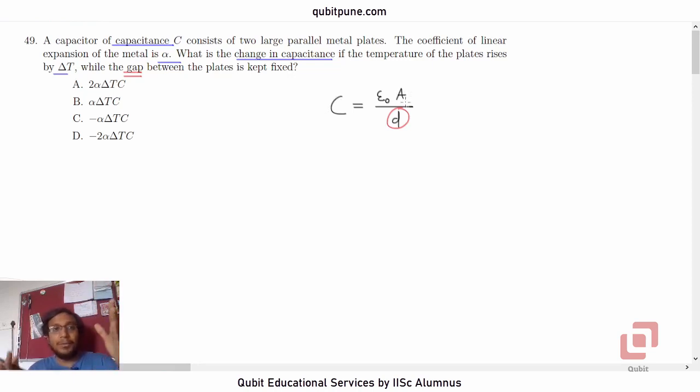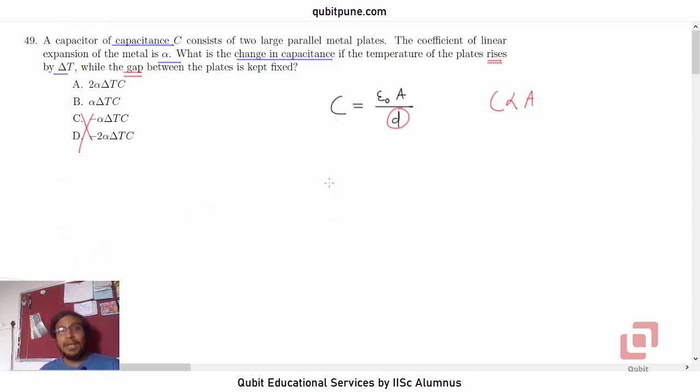Now you know that these metal plates are going to expand if the temperature is rising, isn't it? So the options C and D must be ruled out, because if capacitance is directly proportional to area and if area change is positive, then the capacitance must increase, so the change will be positive. So it will be either A or B, we have to decide that.